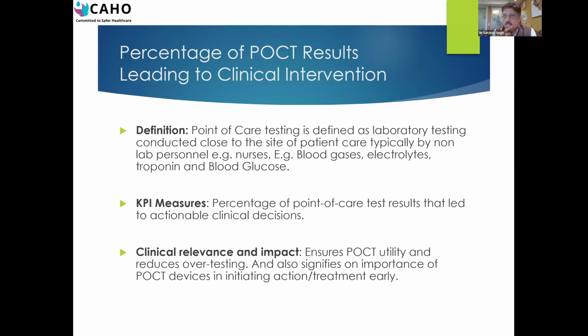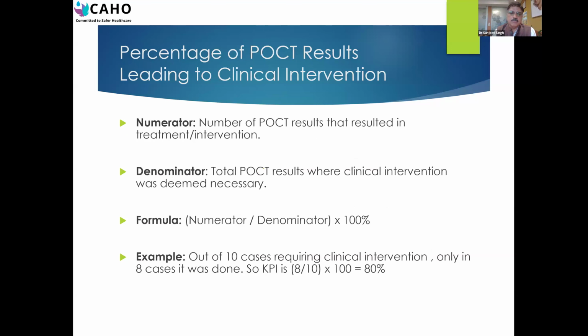WHO has offered a decent framework for POCT, because it needs to be sensitive, specific, and more affordable and rapid. So there is a definite clinical indication of introducing point of care testing at the bedside, whether it is critical care, emergency, or any of the procedural areas. Now, the numerator is the number of POCT tests that resulted in treatment and intervention, divided by the number of POCT where the clinical intervention was deemed necessary.